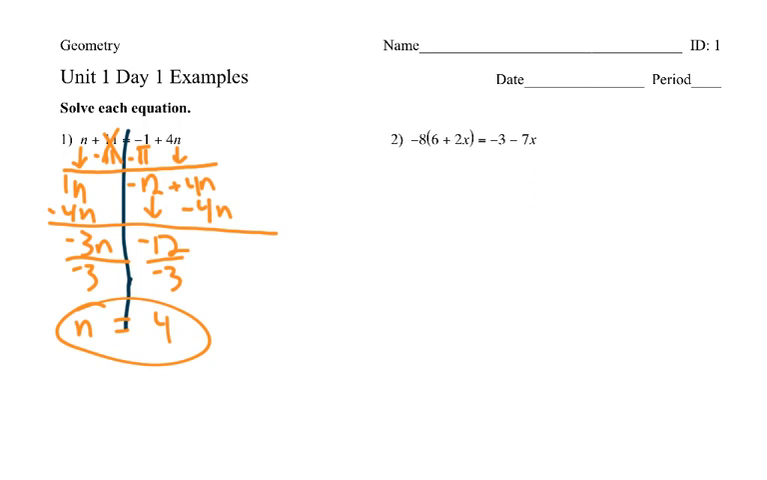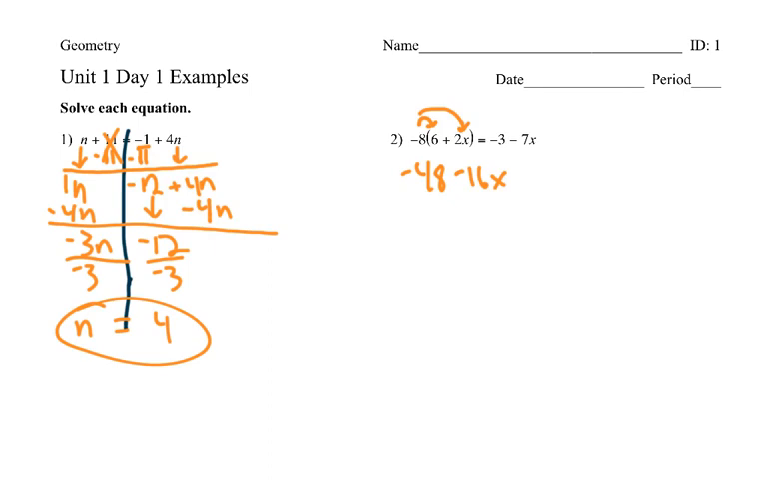When we go to number 2, the only difference between the setup of number 1 versus number 2 is the parentheses. So you can see number 1 doesn't have parentheses. And when I have parentheses, I usually have to use the distributive property, which is the case here. So I have to make sure I distribute the -8 to the 6 inside the parentheses as well as the 2x. So I'll do the multiplication. -8 times 6 is -48, and -8 times 2x is -16x.